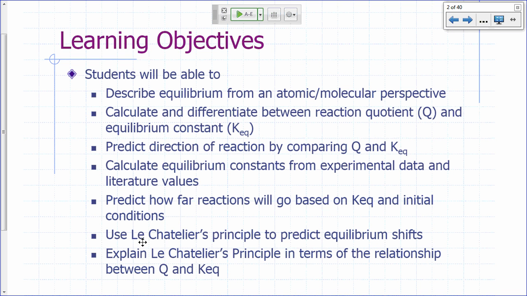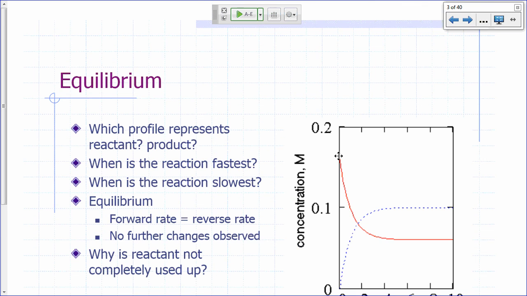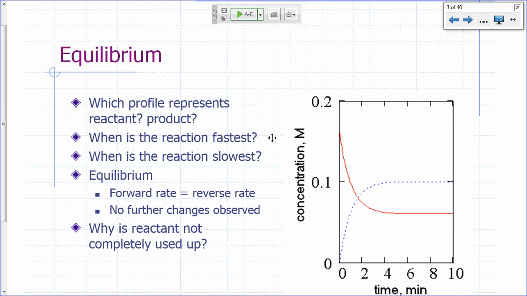And we're going to talk about Le Chatelier's principle, and you can use that to predict how a system that's already at equilibrium will shift in response to stresses. And we'll also be able to explain Le Chatelier's principle in terms of the relationship between the reaction quotient and the equilibrium constant. That's a lot of objectives. So, all right, the concept of equilibrium.